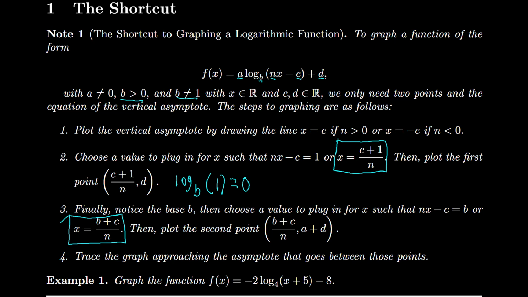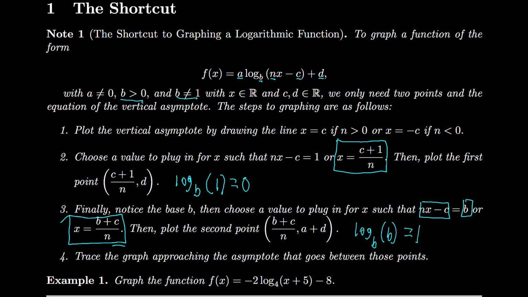Number 3 is, if you plug in b plus c over n, you're going to get out b. We're using the fact that log base b of b equals 1. So what we want is the inside, the nx minus c part, to be b. And if we want that to be b, you add c, divide by n. That's how you get this down here. And you would get that log base b of b is 1. So you're going to have that value work out for you.